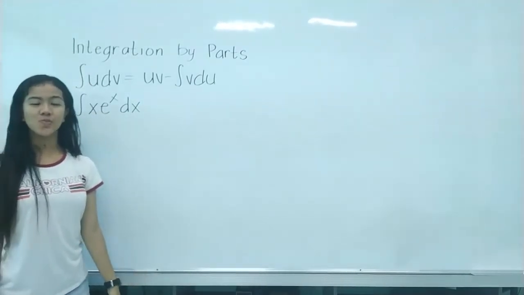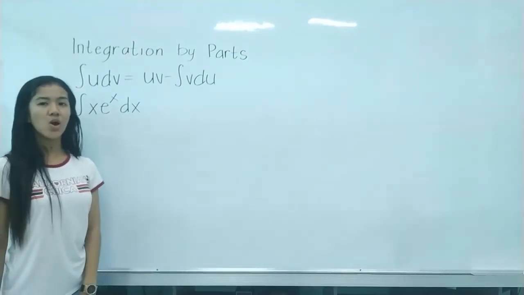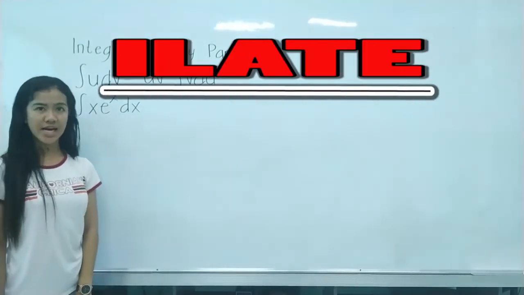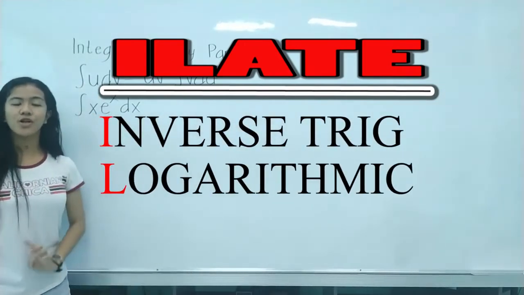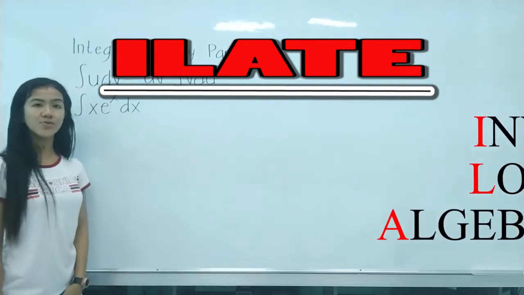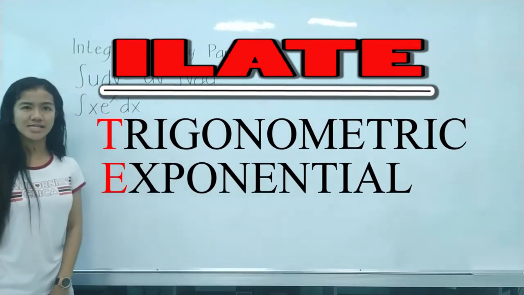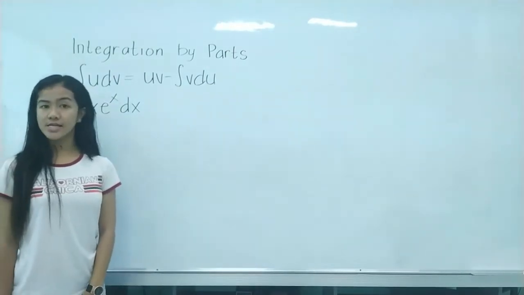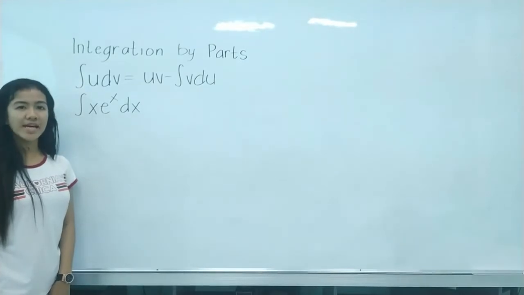First, we need to pick our u and dv. In choosing u and dv, we can apply the ILATE trick. I stands for inverse, L for logarithmic, A for algebraic, T for trigonometric, and E for exponentials. In using the ILATE sequence, whichever type of function comes first, make that your u.